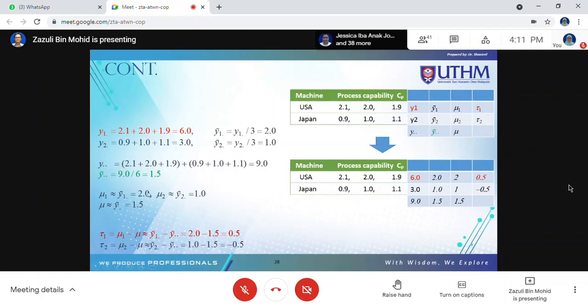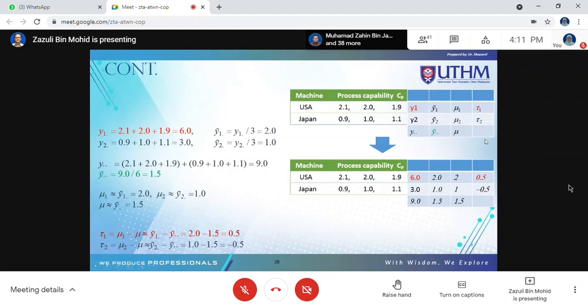which is 2, no, which is 2 minus 1.5. Okay, so 1.5 is actually, formula approximately, y1 bar minus y bar dot dot. So you have 2 minus 1.5, we have 0.5. So tau 2 also you can calculate it using the same formula, you will get minus 0.5. So we have to put it as minus or plus.